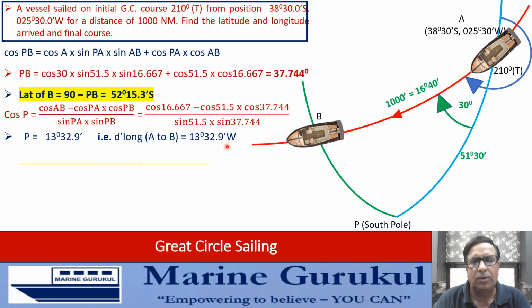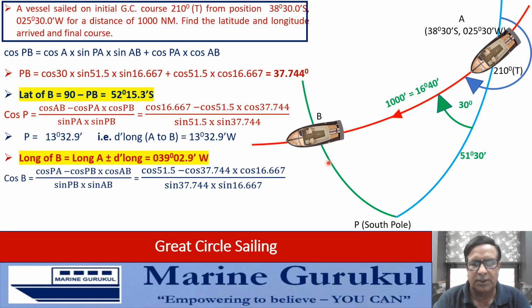So applying this D long to the longitude of A, we can get the longitude of B, which is 039 degrees 02.9 minutes west. So we have now got the coordinates of position B as 52 degrees 15.3 minutes south and 039 degrees 02.9 minutes west. Now we write the cosine formula to get angle B so that the final course can be evaluated. We write the formula for cosine B, we put the values, and we get the value of B as 140 degrees 16.1 minutes, that is this angle.